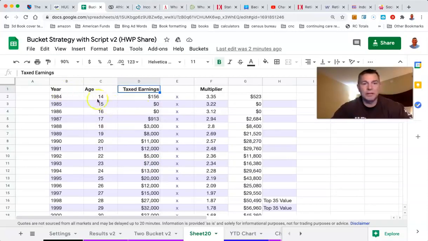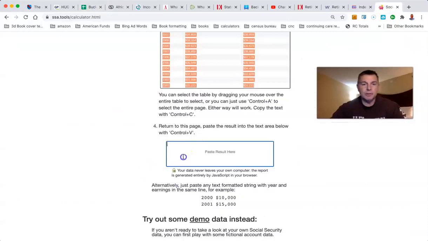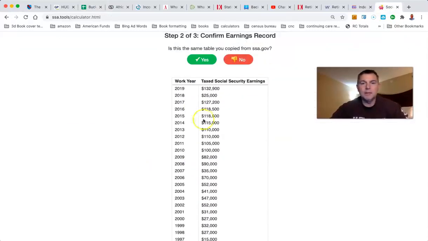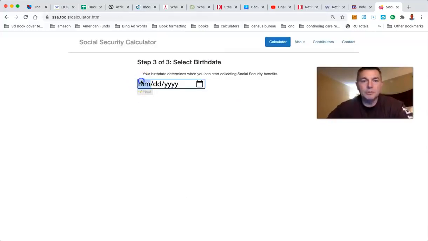So what I've done is I created that. I kind of rounded around, so some years I had 15,000, I said 16, some years I had 14,000, I said 10, it's just to give you a gauge. All right. Anyway, we just copied and pasted it from an Excel spreadsheet, and I posted it in here. It asks, is this the same table you copied from Social Security? Well, yeah. And then it says, what's your date of birth? I'm going to say mine is 01/01/1970. We're going to hit calculate.